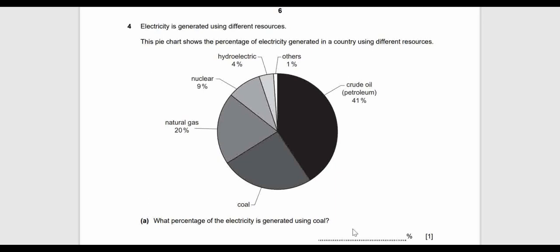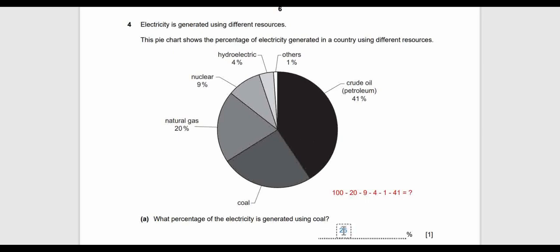10 seconds from now. Well, let's open up the answer. It's 25%. How do we get the answer? 100% is the total, minus 20, minus 9, minus 4, minus 1, minus 41. So we'll get 25%.